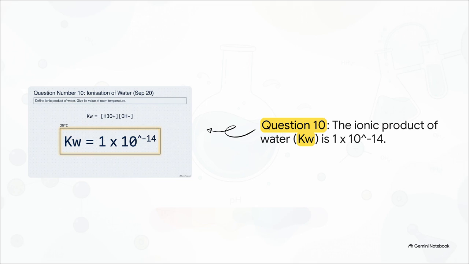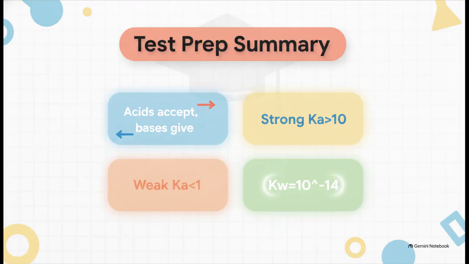To keep it short and sweet, the ionic product of water is just the concentration of hydronium ions multiplied by the concentration of hydroxide ions. And at a standard room temperature of 25 degrees Celsius, this value is strictly 1 times 10 to the power of negative 14. You need to have this specific formula and that tiny number locked in your memory for tomorrow's exam. All right, let's wrap this up with tomorrow's test prep summary for worksheet sections 8.1, 8.2, and 8.3.